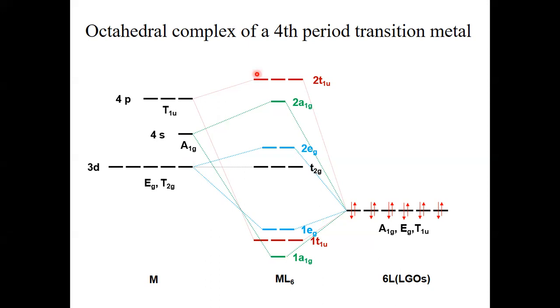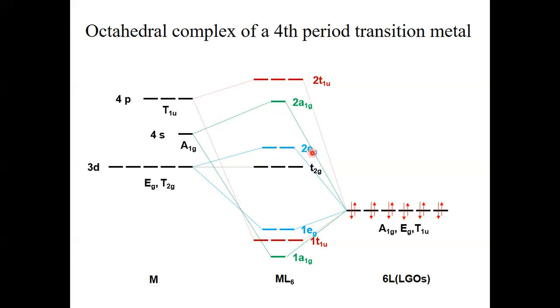So for example, can the 2t1u be lower in energy than the 2eg? Well, that is actually not really possible, for the simple reason that these t2g must be exactly non-bonding, and we know that the 2eg must be antibonding. They have been made from 3d orbitals as well. Therefore, these t2g cannot be lower in energy than the 2eg and must be drawn below.